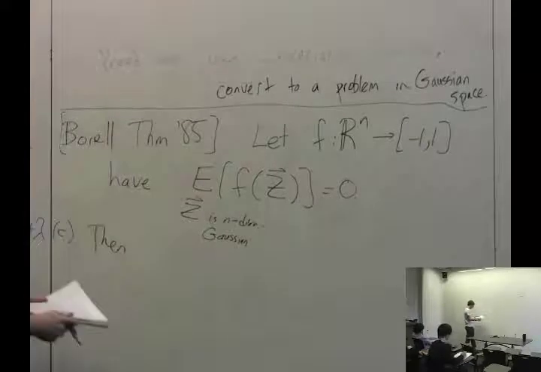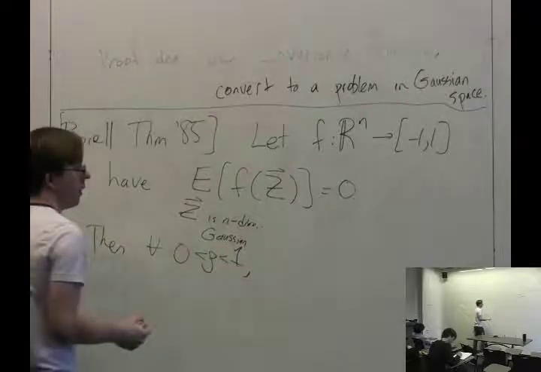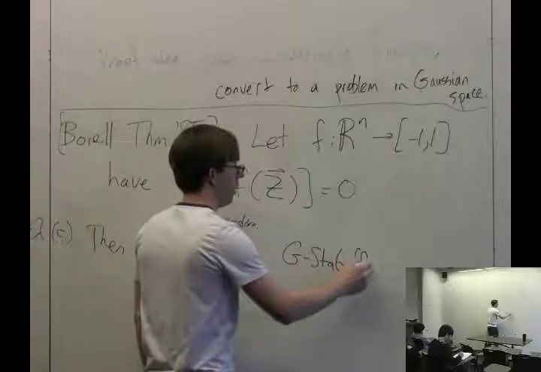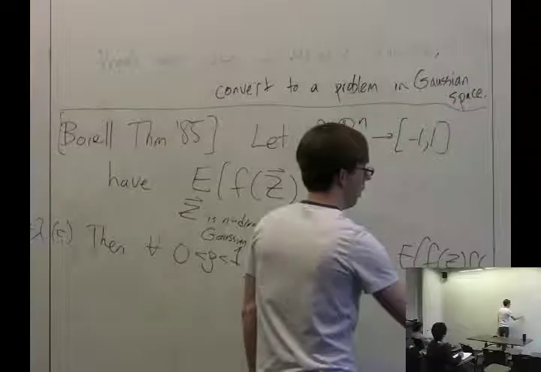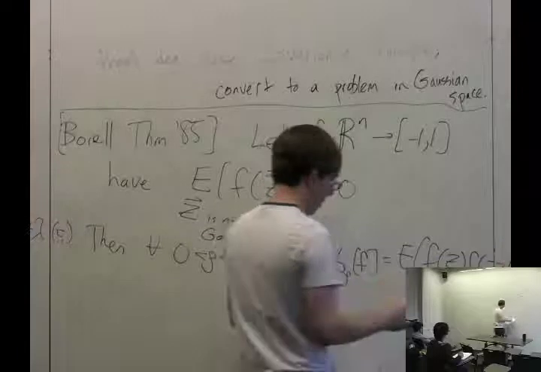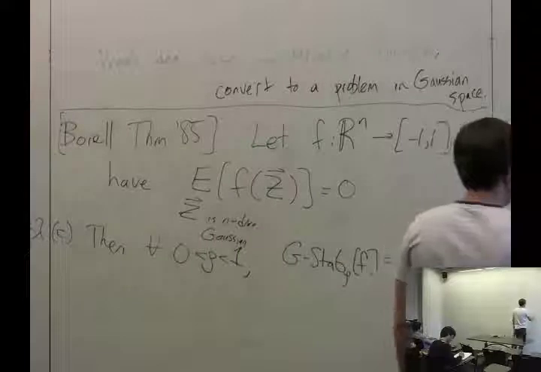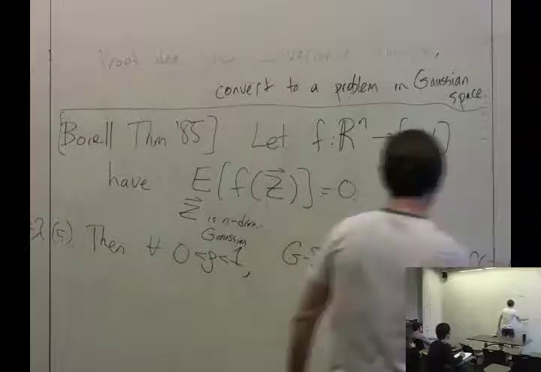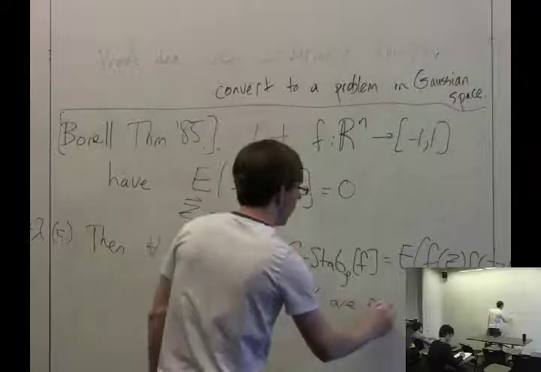For all positive rho, something that you might call the Gaussian noise stability of this f at rho, which looks like noise stability only with Gaussians, is at most this magic number, 1 minus 2 over pi arc cos rho. And here, z and z prime are rho correlated Gaussians.